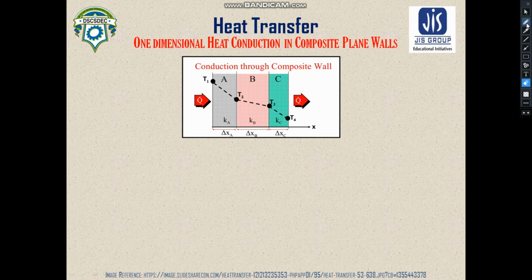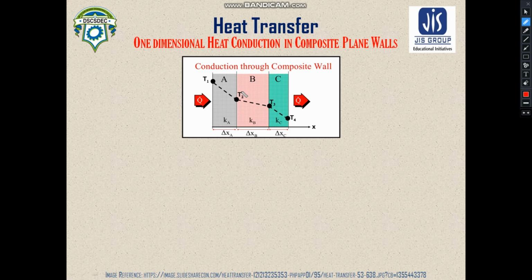So with the understanding of electrical analogy concept, let us introduce the concept of conduction through composite wall. Now what is a composite wall? A composite wall is nothing but a combination of several heterogeneous layers. Like we can take the example of our house, where for both the sides a layer of insulation is provided to either side of the bricks.